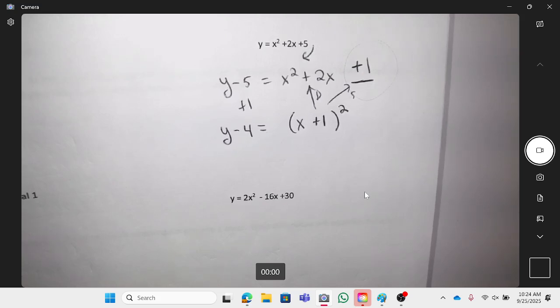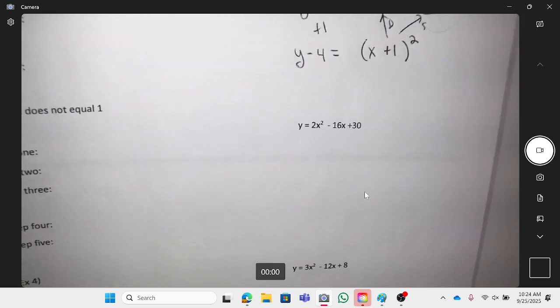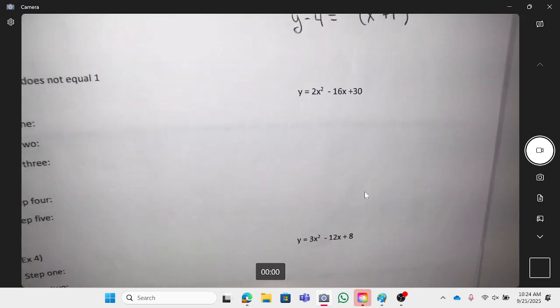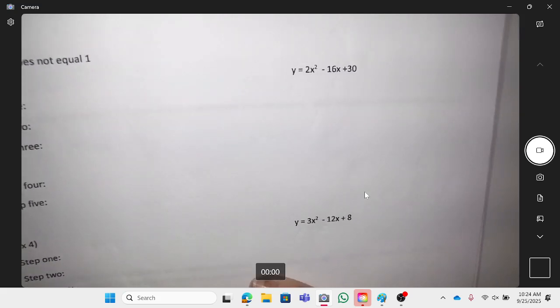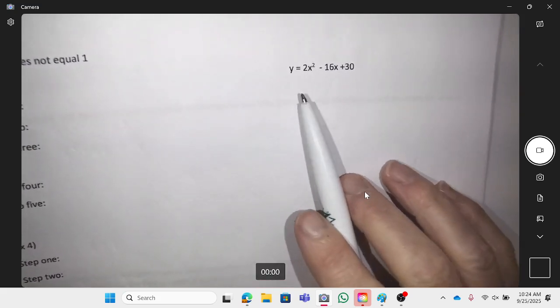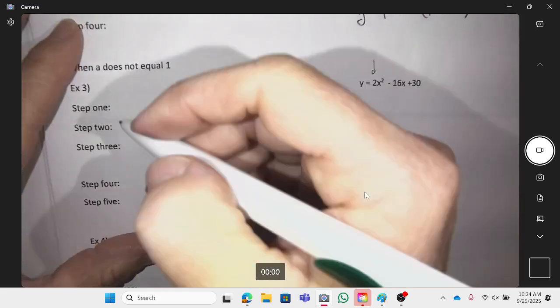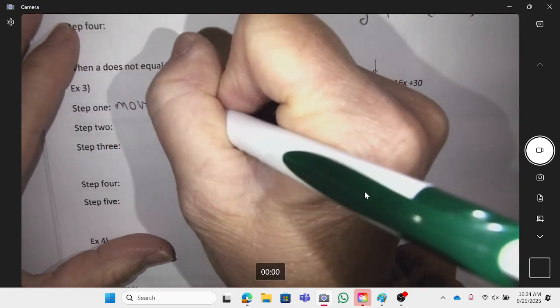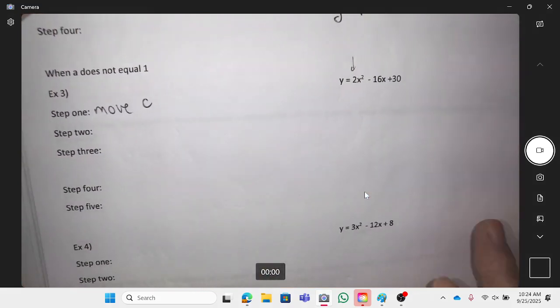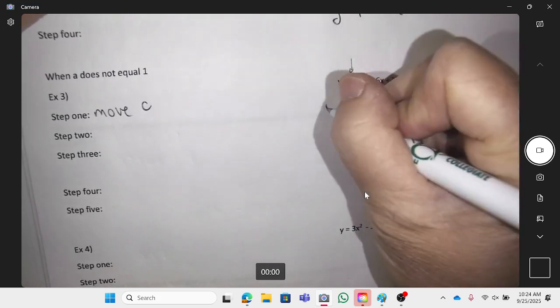Okay, now we're going to amp it up a notch. What is the difference here? What's an A? I have an A now. I have not just a 1 there. So this is going to create a little bit more stuff, okay? So step 1 is called move C. Same thing. Nothing new there.